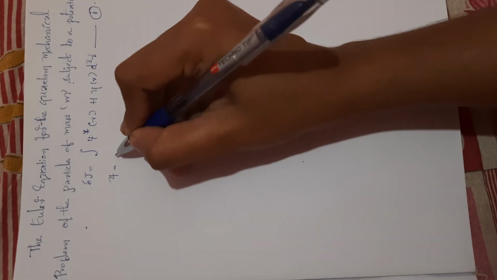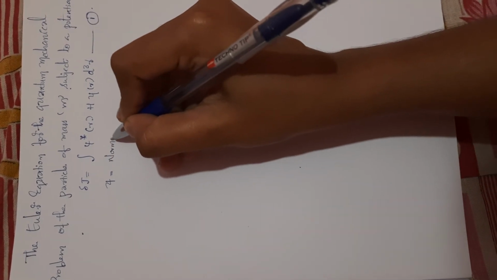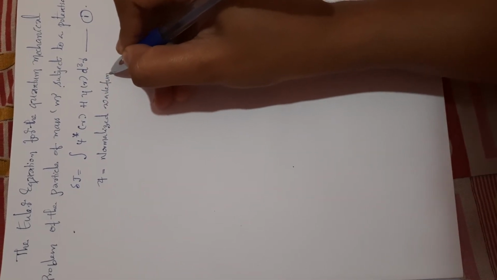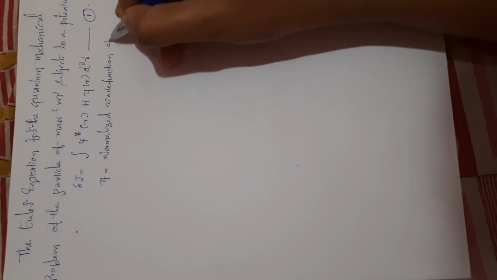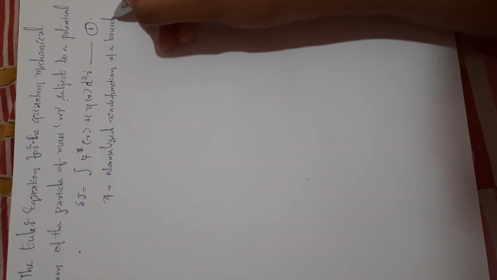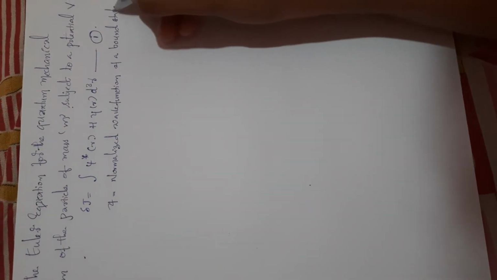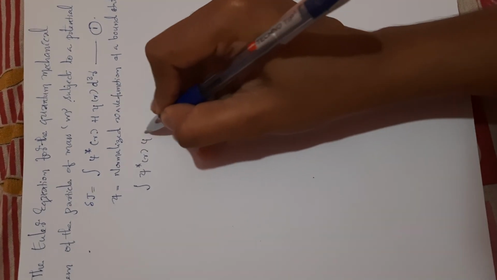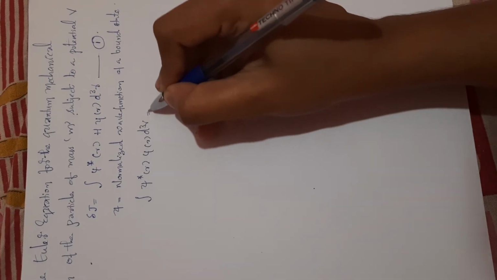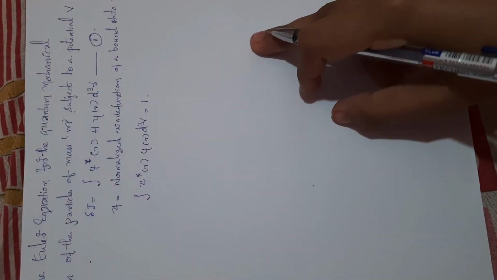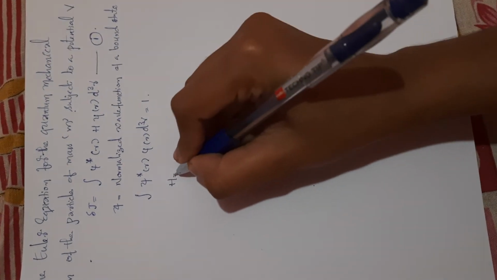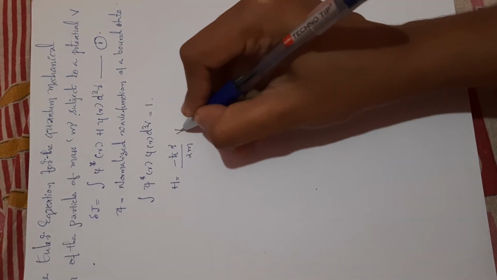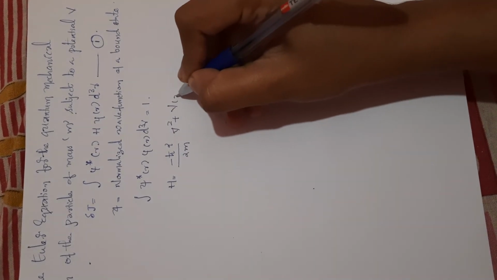ψ is a normalized wave function of a bound state. Then integral of ψ star of r ψ of r d cube r is equal to 1. H is a Hamiltonian operator. We can write H is equal to minus h cross square by 2m del square plus V of r.